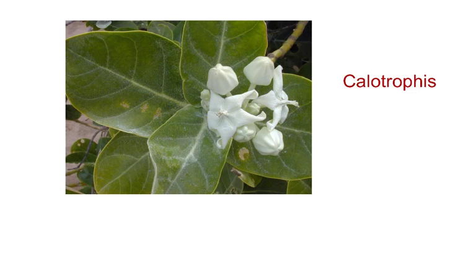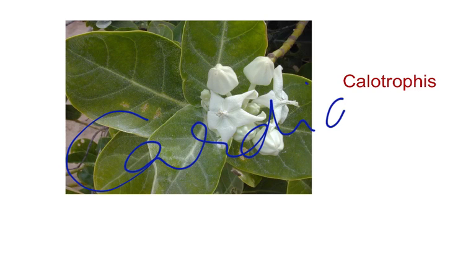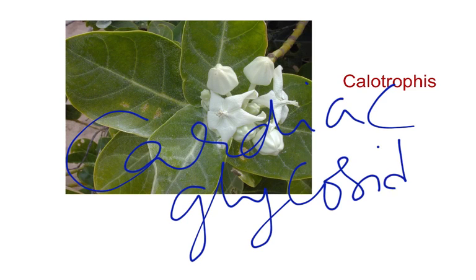You must have seen the weed Calotropis growing in abandoned fields. The plant produces highly poisonous cardiac glycosides, and that is why you never see any cattle or goat browsing on this plant.